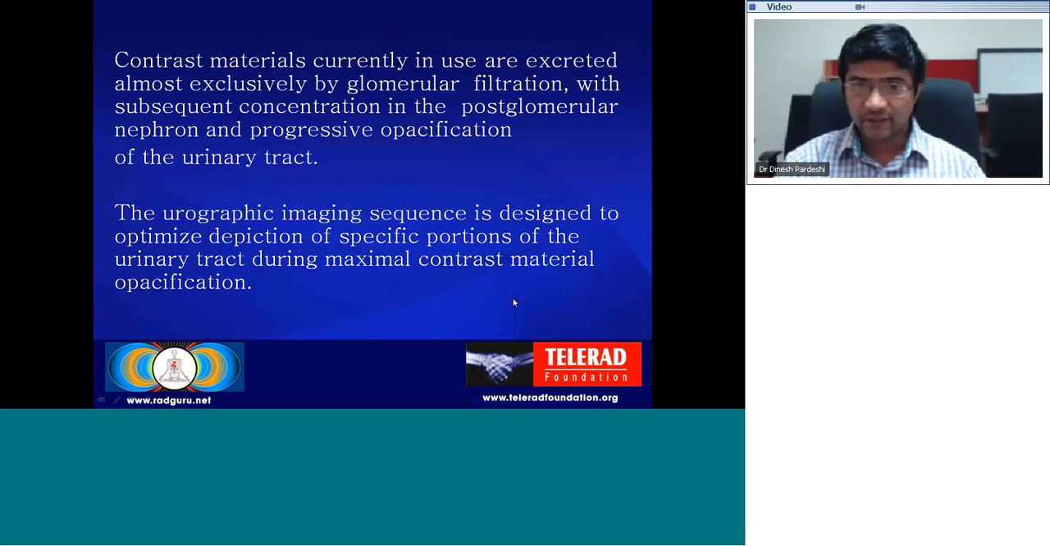So after that we will be giving the contrast to the patient and we will be taking the films sequentially. The contrast material currently used is excreted almost exclusively by glomerular filtration, with subsequent concentration in the post glomerular nephron and progressive opacification of the urinary tract. So the imaging sequence is designed to optimize the depiction of specific portions of the urinary tract during maximal contrast material opacification. In other words, we will be taking the images after a specific period to look at a specific area of the genitourinary tract.